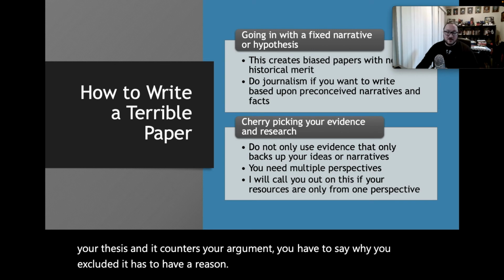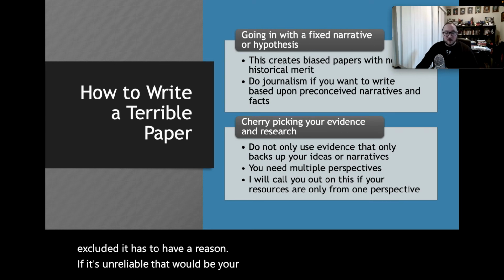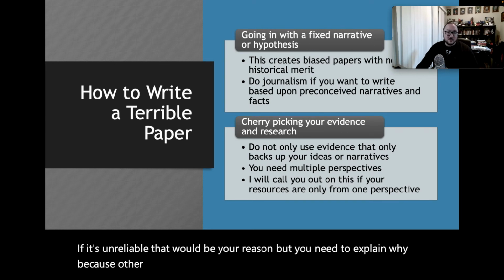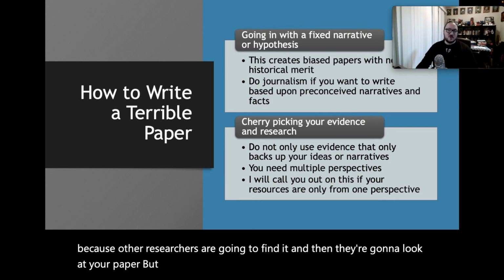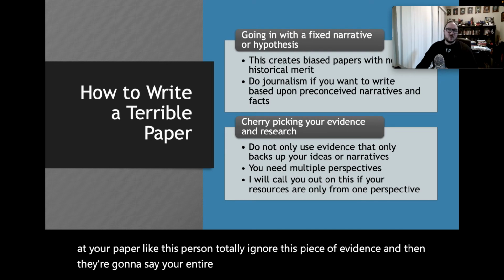If it's unreliable, that would be your reason. But you need to explain why, because other researchers are going to find it. And then they're going to look at your paper and be like, this person totally ignored this piece of evidence. And then they're going to say your entire paper is invalid because you ignored that piece of research.